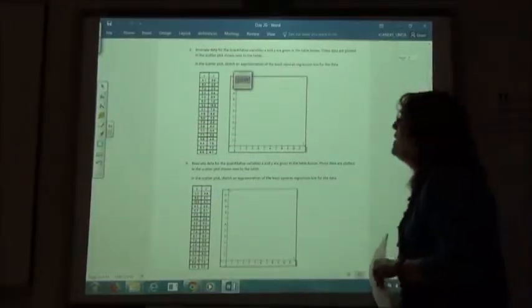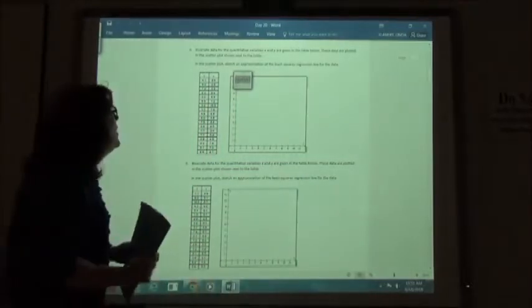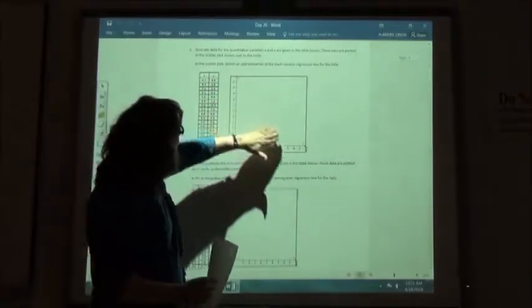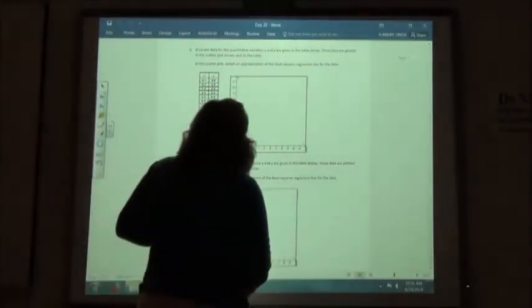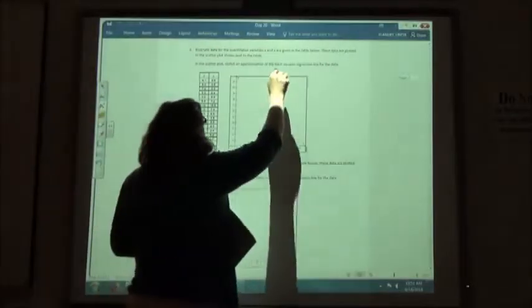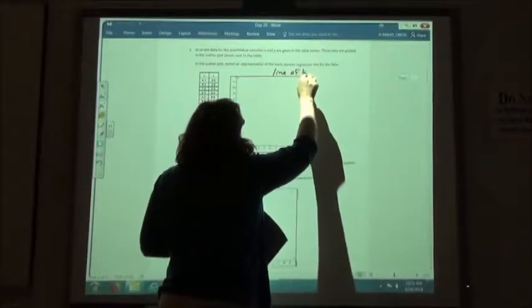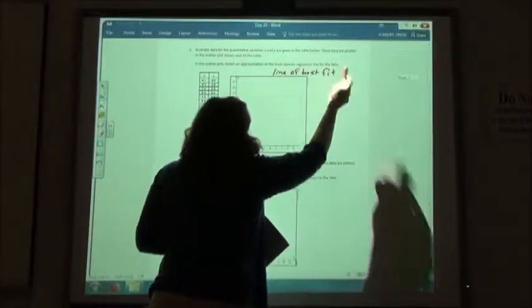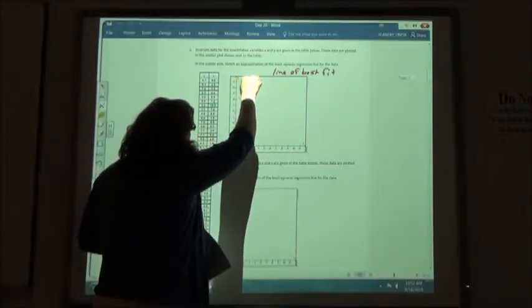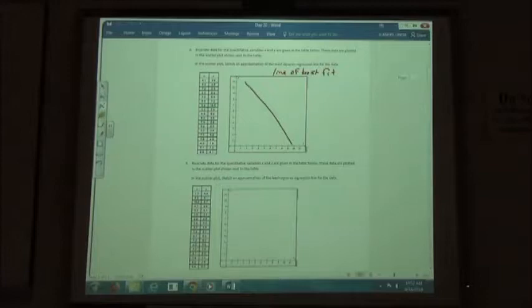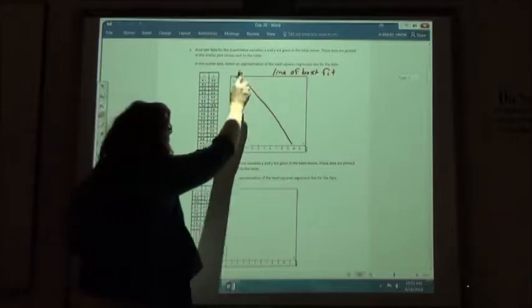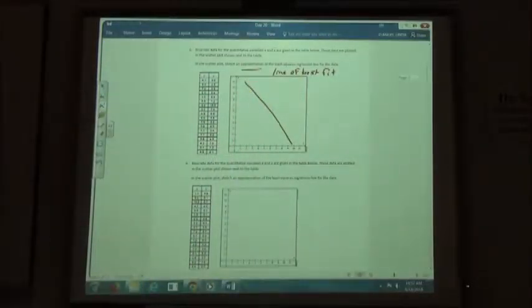Number 2 then, my bivariate data for the quantitative variables x and y are given in my table below. Again, they plotted all the data for you. In the scatter plot, sketch an approximation for the least squares regression line, otherwise known as your line of best fit. You're just going to approximate it anywhere in there. This one in this case is going to go down. And if I had a straight line there, it'd be close to my line of best fit. So it doesn't have to be exact, just approximating where it is as close to the dots as you can to get a line that goes in the middle of your dots.